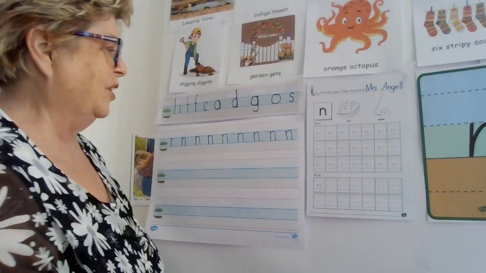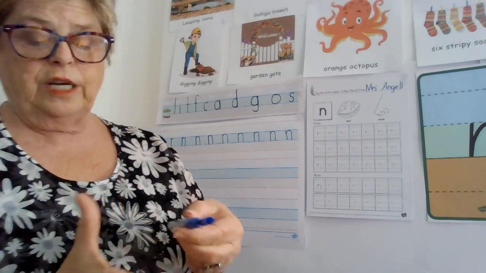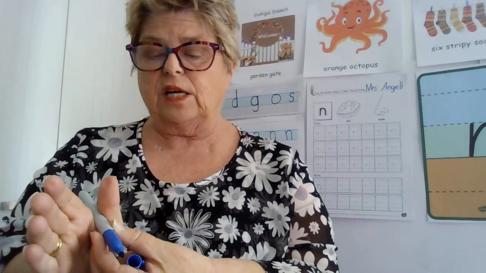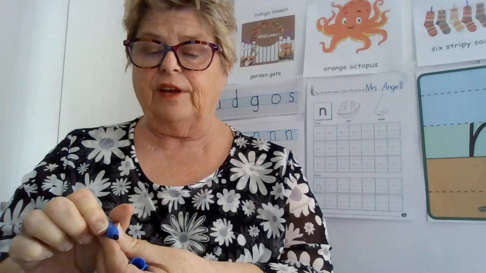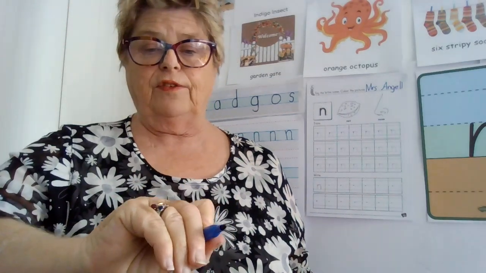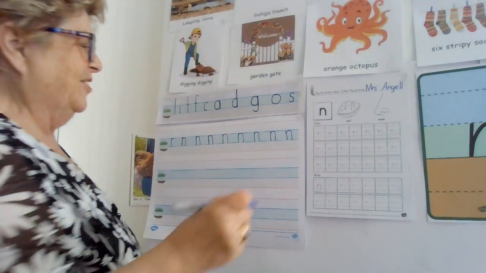Here we go. So we get our pencil ready. Do you remember how to hold it? We lie it down as though it's going to sleep. Hold it with the thumb. And then bring the second finger down. Ta-da! You've got it. Right, here we go.